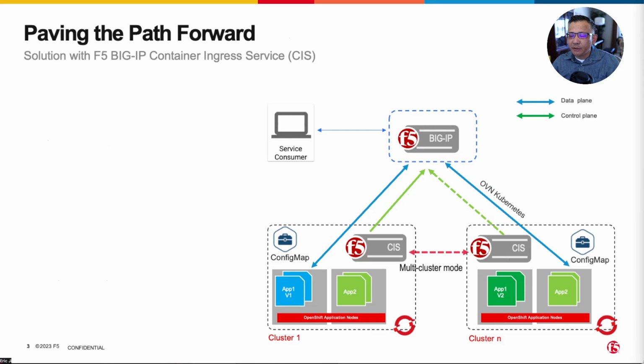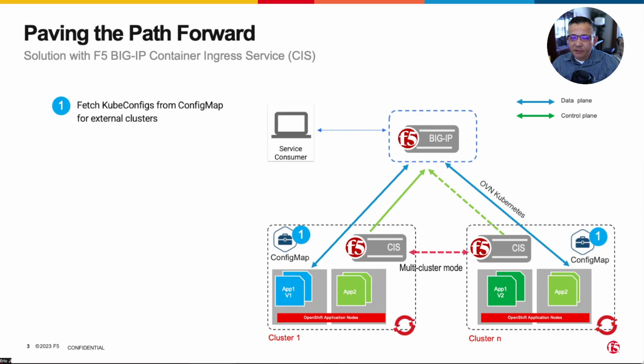Let's take a look at how BIG-IP Container Ingress Service can help tackle the multi-cluster challenge. As you can see from this diagram, we have two OpenShift clusters. Essentially, we can have multiple OpenShift clusters. We installed CIS in two of the many OpenShift clusters.